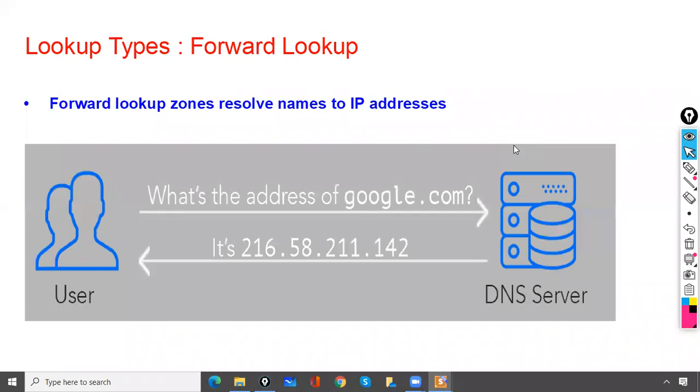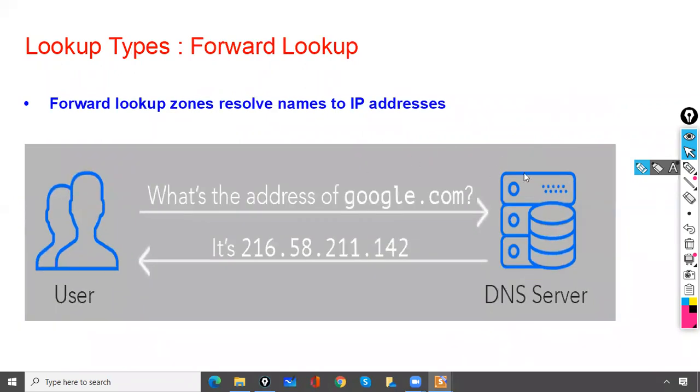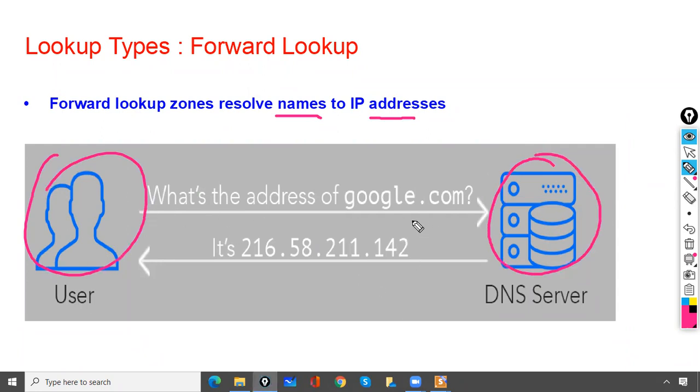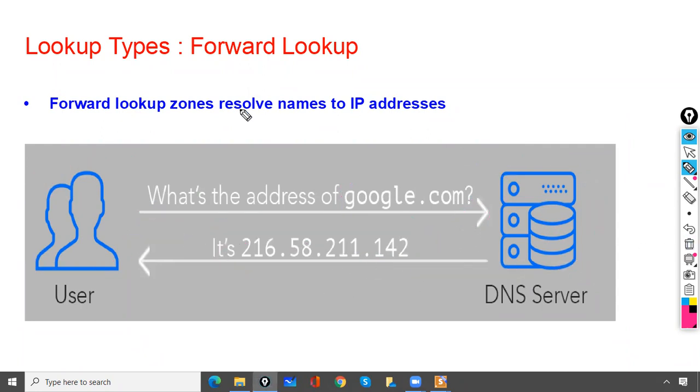So guys, we have two types of lookup. The first type is forward lookup. Forward lookup means it resolves the name to an IP address. This is the user and this is the DNS server, and you want to know the IP address of google.com. So the DNS server will send the IP address. It is called forward lookup. Forward lookup means name to IP address.